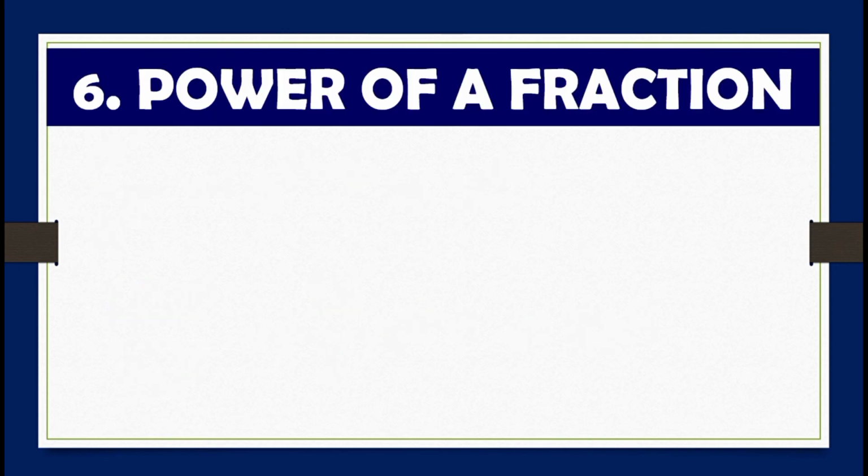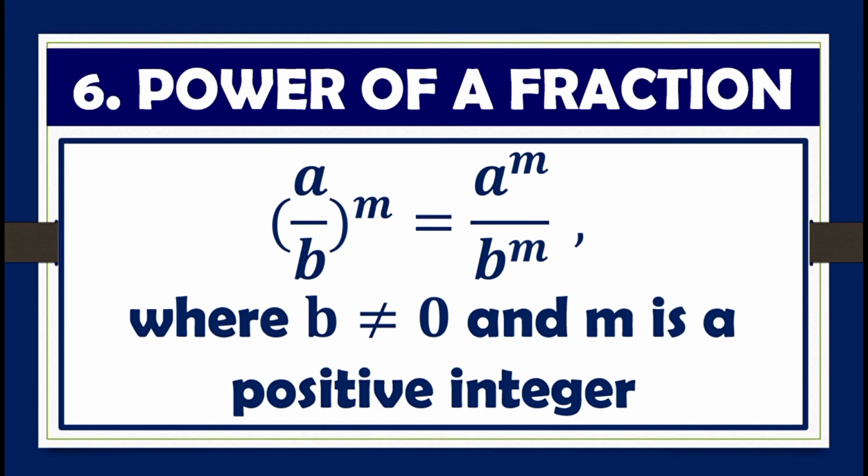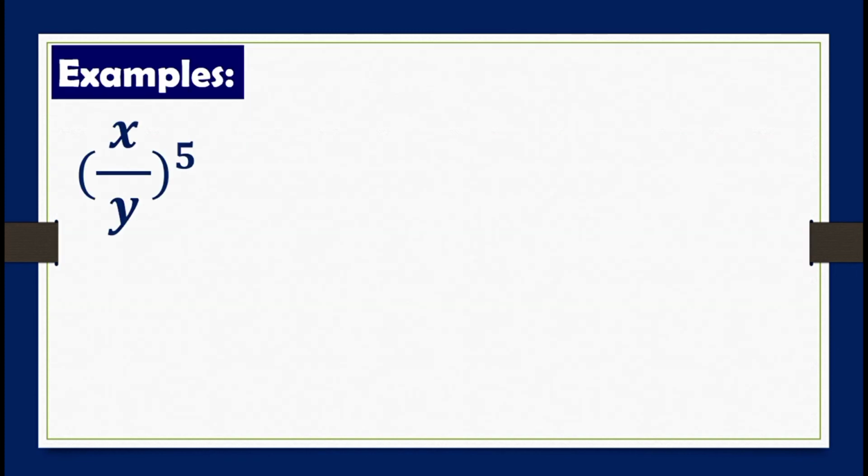Power of a fraction. (a over b) raised to m is equal to a^m over b^m, where b is not equal to 0 and m is a positive integer. For example, (x over y) raised to the 5th power. All we need to do is to multiply 5 to every exponent found in our fraction. In this case, this expression can be written as x^5 over y^5.